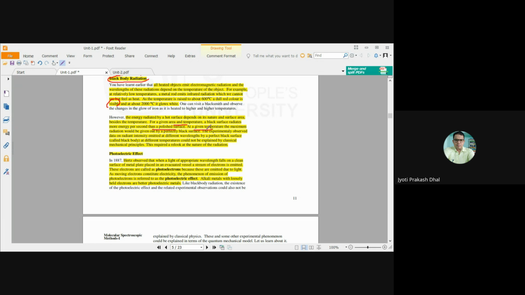At a given temperature, the maximum radiation would be given out by a perfectly black surface, and the experimentally observed data on the radiation intensity emitted at different wavelengths by a perfect black surface, that is called a black body, at different temperatures could not be explained by classical mechanics. That could be explained according to quantum mechanics.